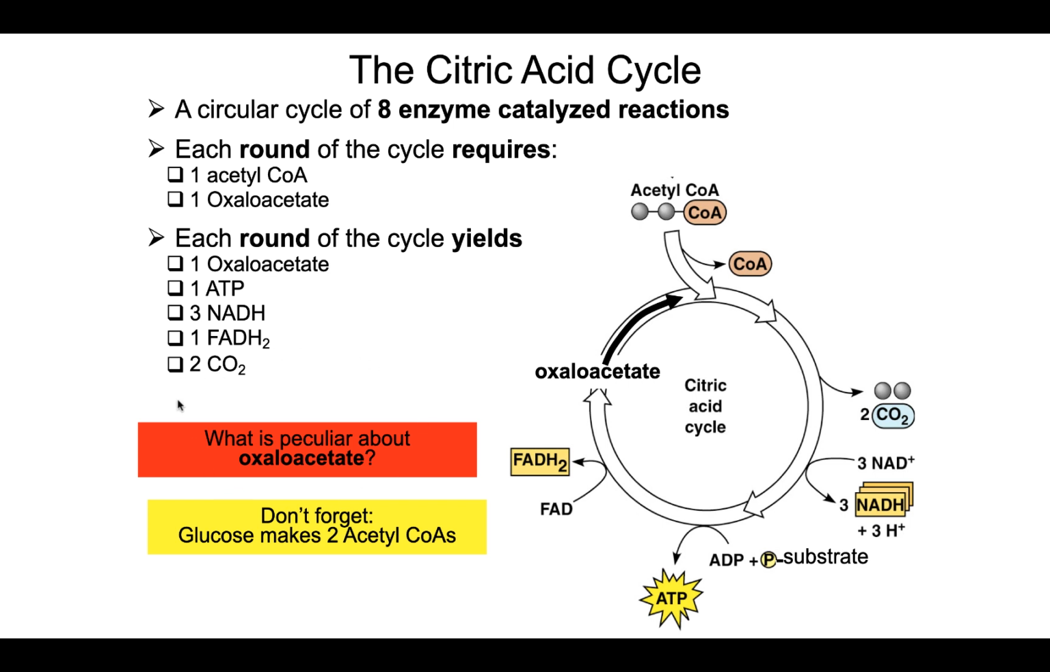Now, the question is, what is peculiar about oxaloacetate? And this is the question I want you to ask yourself and to be ready to answer when we talk about it in lecture, which is, if I were to put 10 acetyl-CoAs into the citric acid cycle, what would be the net production of oxaloacetate? That is the question I want you to think about.